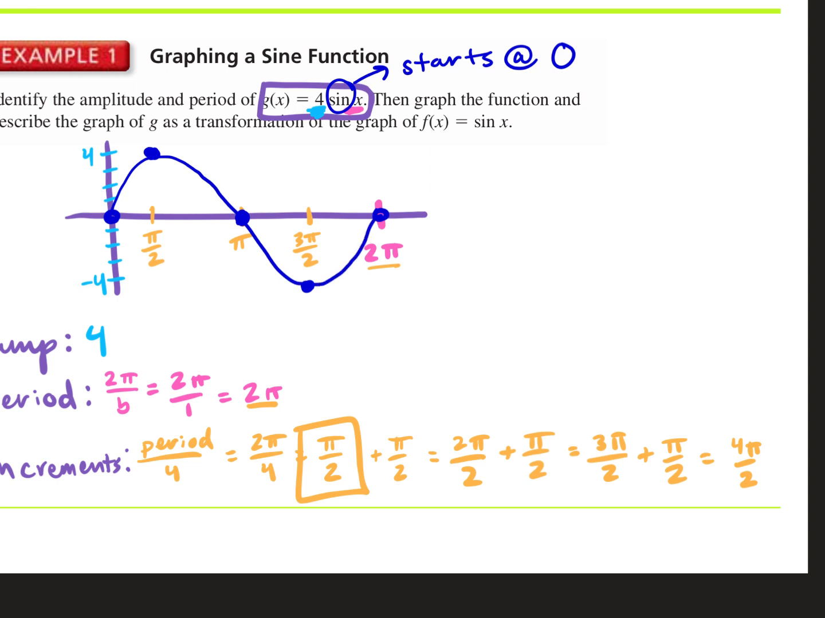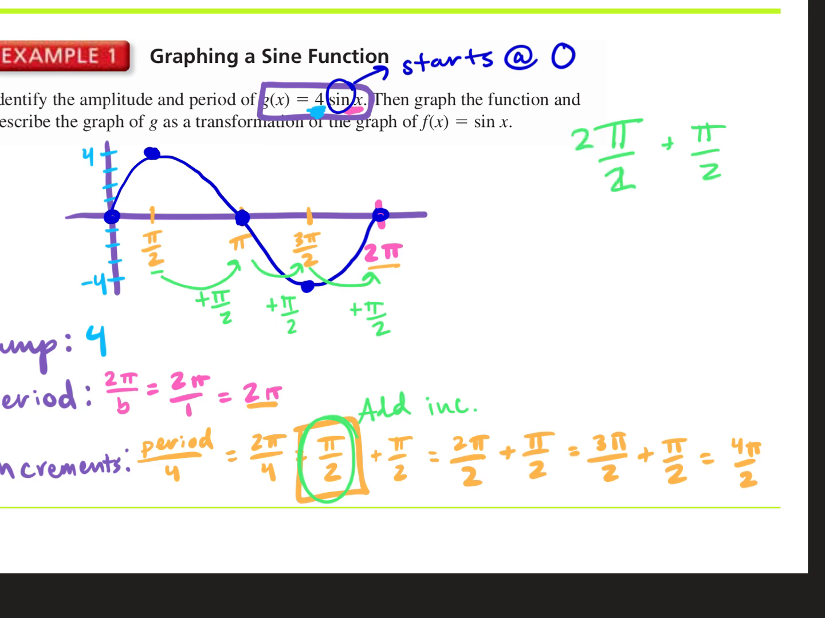So I'll write that down. Whatever the increment is, that was pi over 2. So that's where we start, but we also add another pi over 2 to get to the next one, to the next one, and to the last one. So we add the increment. We need a common denominator, so I can make the first one pi over 1, so I can multiply the top and the bottom times 2. So 2 pi plus pi would be 3 pi.